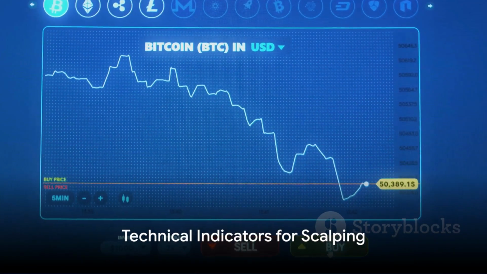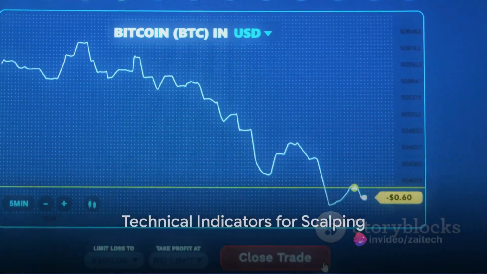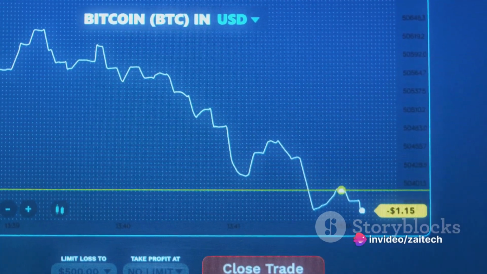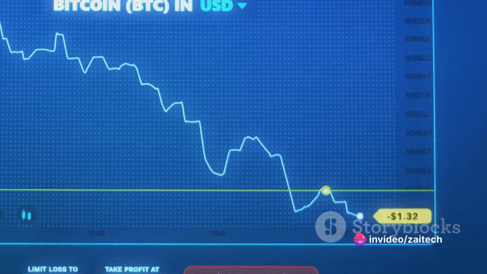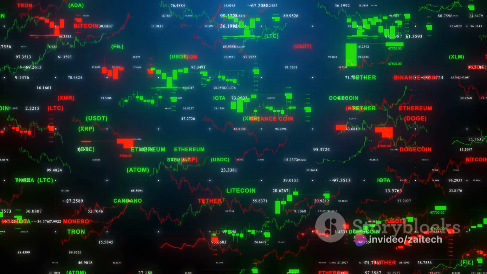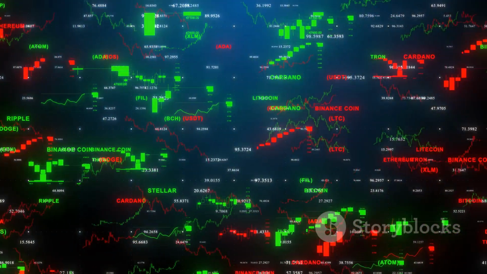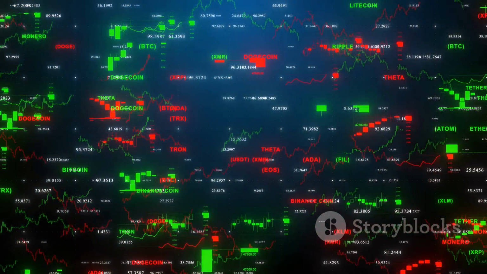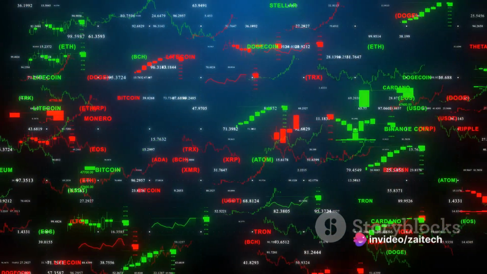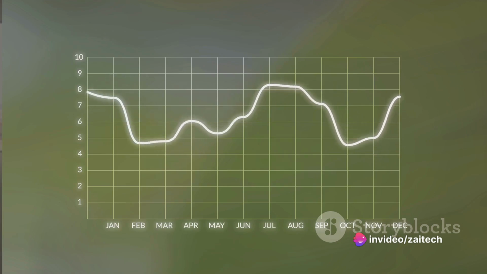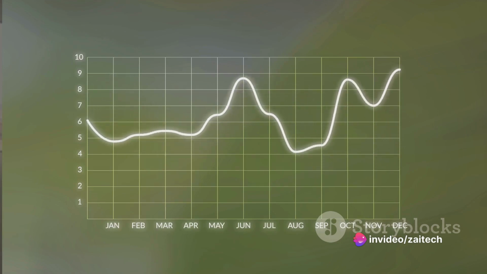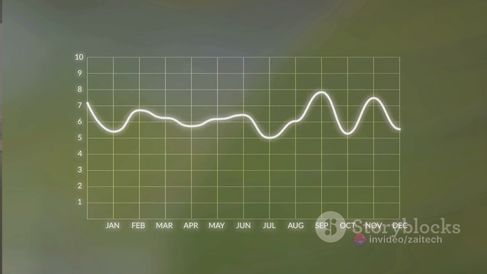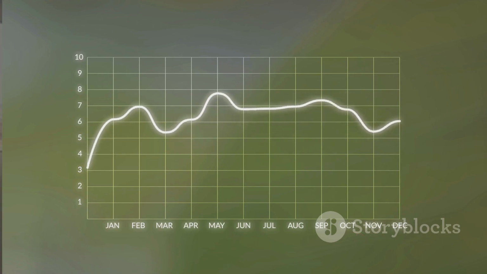Now let's get technical. Knowing your indicators is key to mastering scalping. In the realm of scalping, especially when we're talking about a 15-minute strategy, certain technical indicators are our best friends. They provide the insights we need to make rapid, informed decisions. Firstly, let's talk about moving averages. These are used to identify potential trends by smoothing out price data.